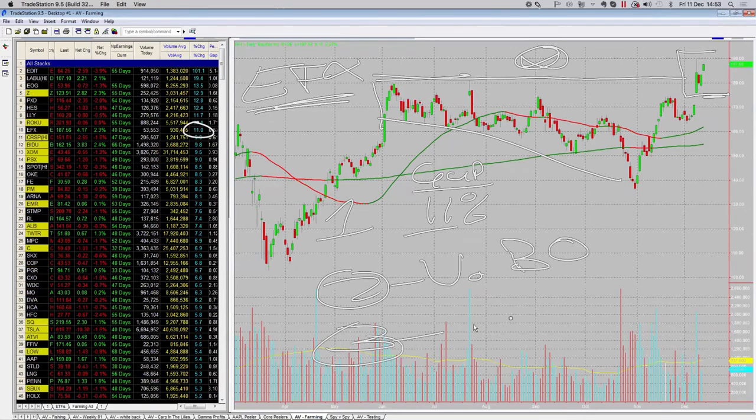Number three, trade the next pullback. And to be fair, we've already got it. It's already there. 190. So trade the next pullback.